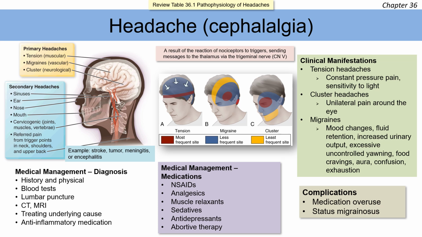And also, there's something called medication overuse headaches, where some people will develop chronic daily headaches as a result of excessive use of over-the-counter medications like Tylenol and ibuprofen. So that is also something you want to keep in mind. Medication overuse would be considered a complication of headache. And then another complication would be status migrainosus. That's when you have a continuous migraine that just doesn't stop. So those patients would need to be admitted into the hospital.